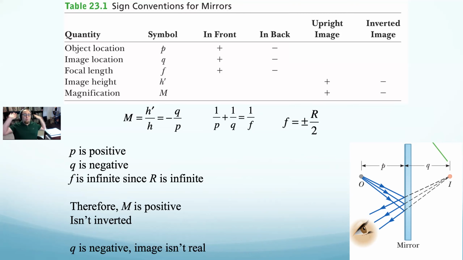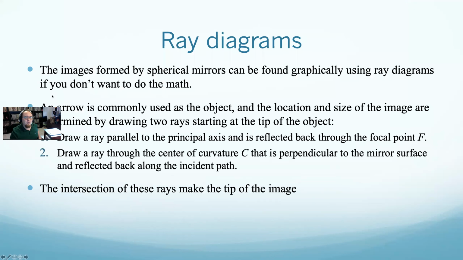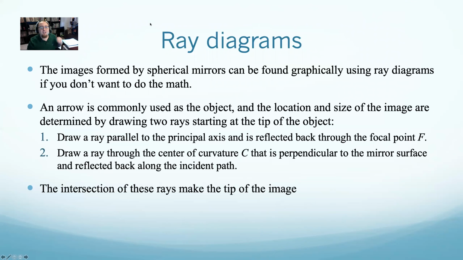That is only one way to find that information, though. These three equations are the mathematical way. And honestly, that's the way you're normally going to do it. But you can also work out all this stuff by using what is called a ray diagram, if you don't want to do this math.